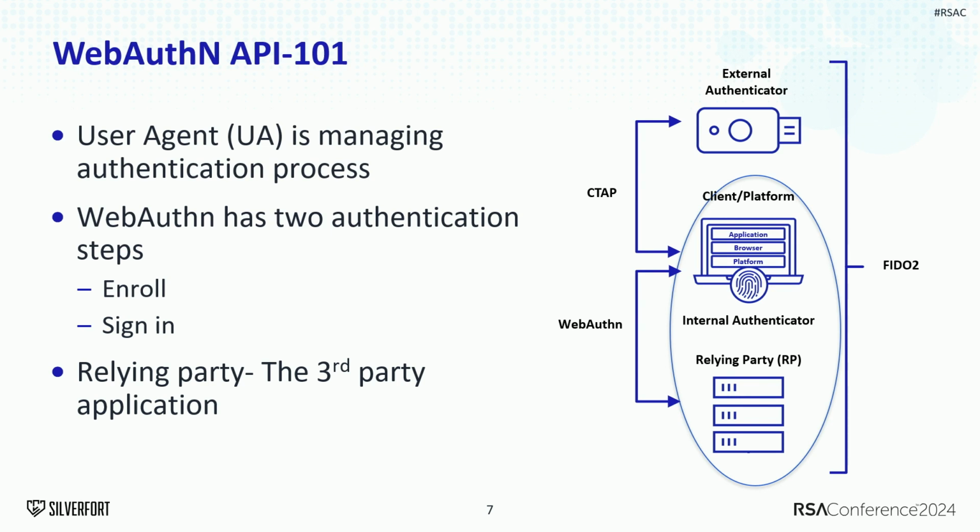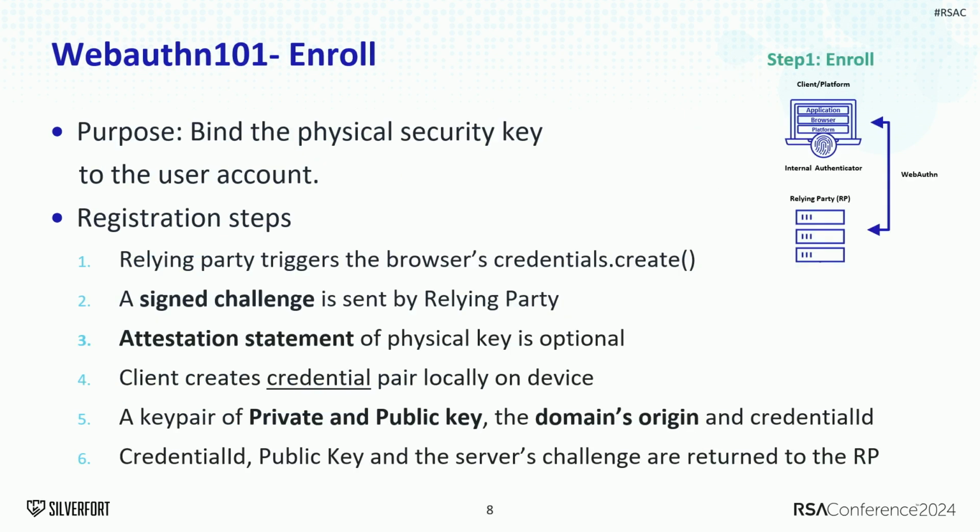Relying party is the third-party application that is in the cloud remotely. And the second one is the sign-in, obviously, that is being repeated over and over again each time you need to sign in. So the first step is enroll. Its purpose is to bind the physical security key to the user account. The registration step of the physical security key is the relying party.